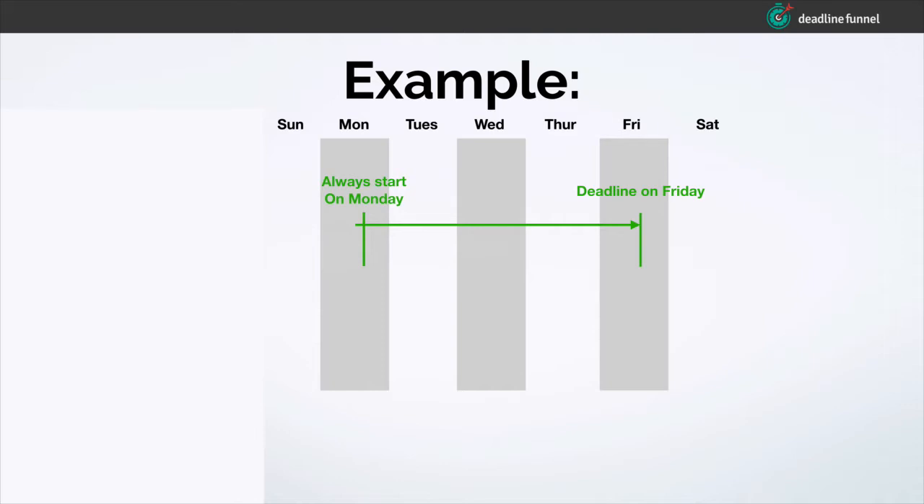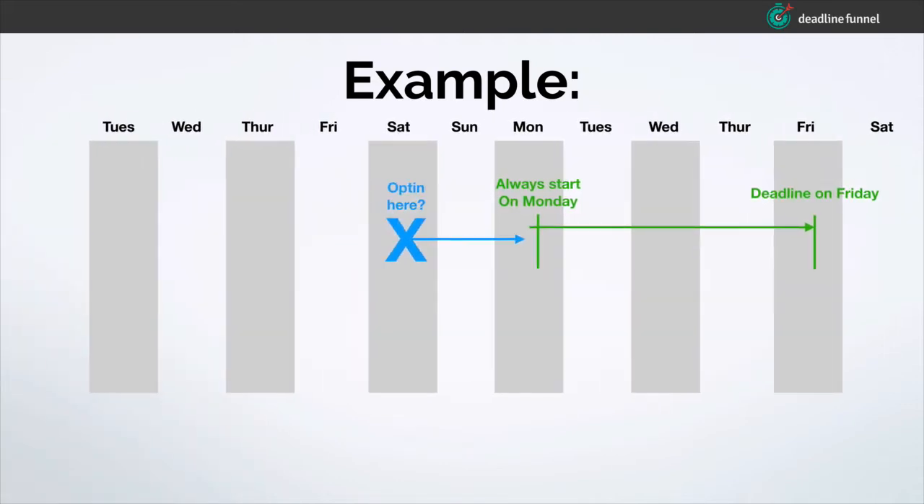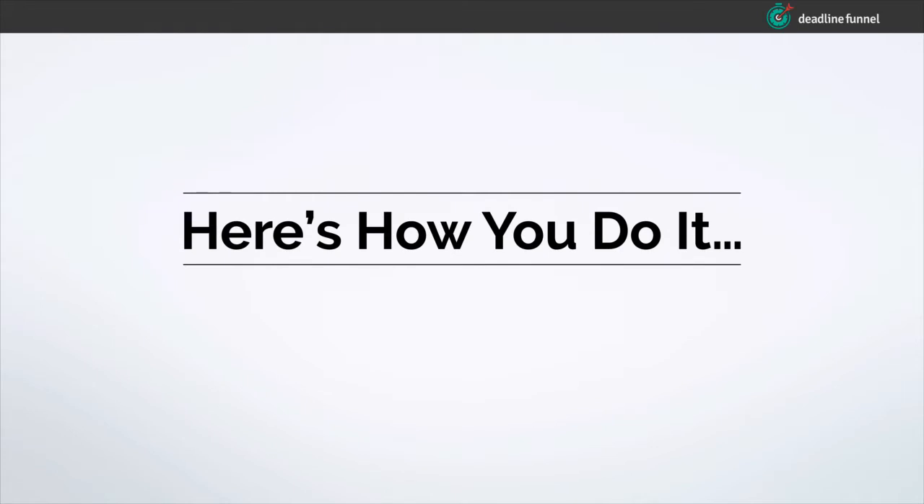All right, so the question is, what do we do with people that opt in? Some people are going to opt in on a Saturday, some on a Sunday, some on a Friday, some on a Wednesday, etc. You get the idea. So what do we do? How do we time this out? There's a couple different ways, but I'm going to show you how I would do it.